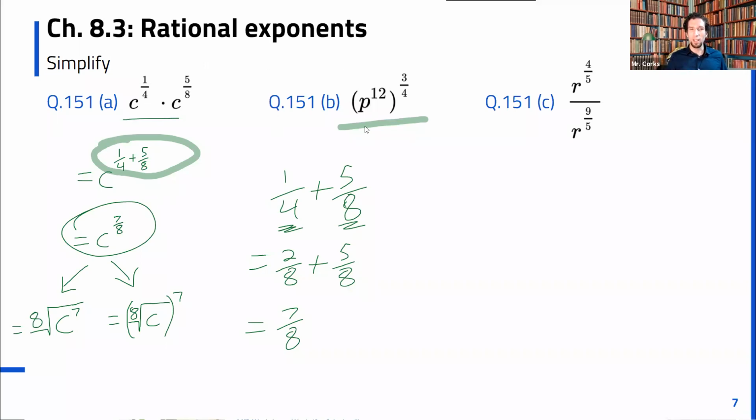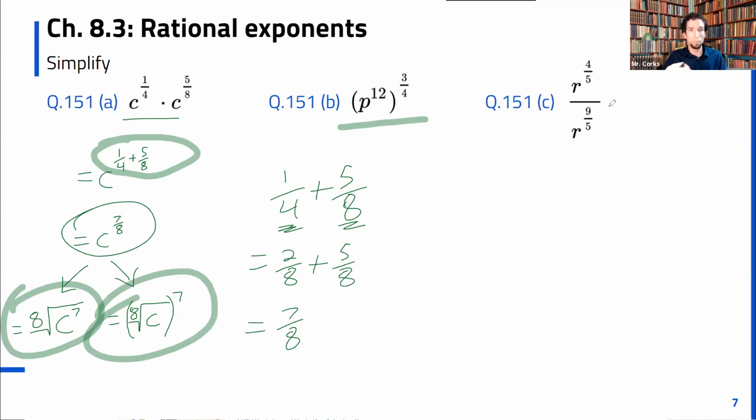Okay, so B and C, take a moment now and try to simplify those. In this case, you don't need to do this root thing here. You can just leave it as a fractional exponent, but simplify the fractional exponent. Go ahead.